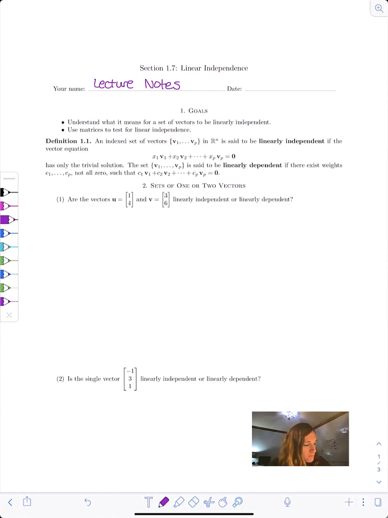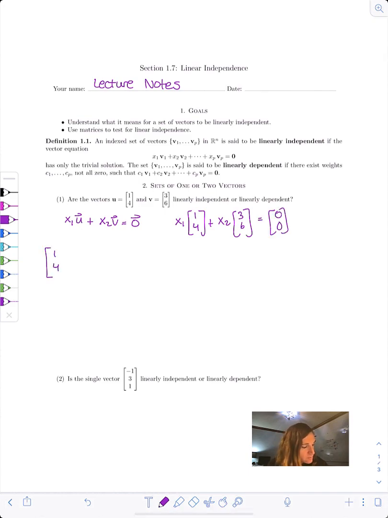So we have two vectors, and it asks if they're linearly independent or dependent. And so we have x1 times u plus x2 times v equals 0, and we're trying to solve that system of equations. That corresponds to a vector equation. And so we can write an augmented matrix and row reduce to solve.